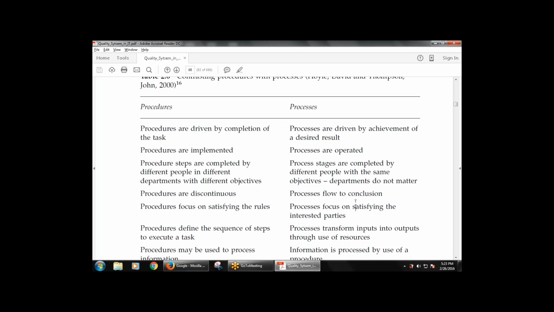Then procedures focus on satisfying the rule. Whatever the rule, it is satisfied, and that is the main aim of procedures. And the main aim of the process is to satisfy the customer and the interested parties.